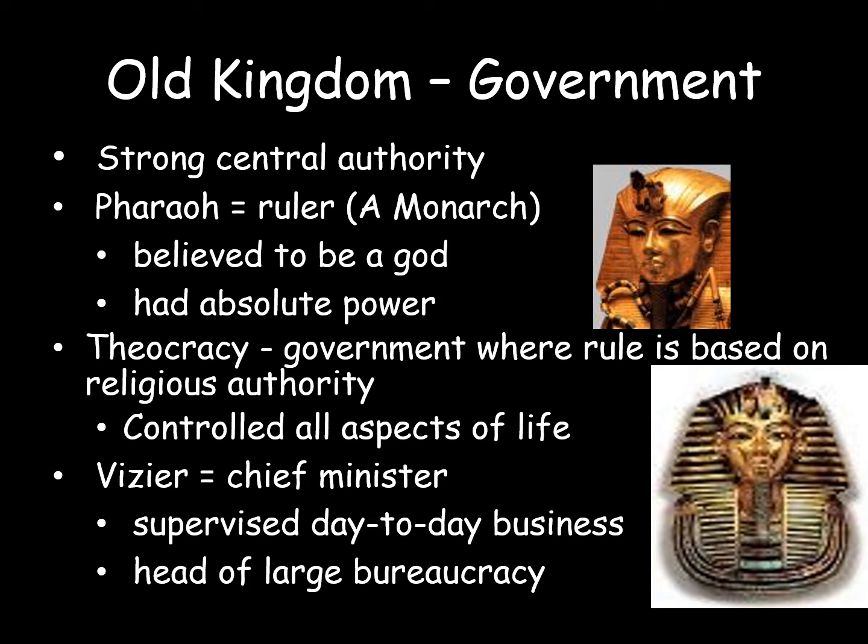He had a vizier, which is a chief minister, and he supervised the day-to-day business and was the head of a large bureaucracy. We'll talk more about bureaucracies as we go further in this class, but bureaucracy means we have a system of government workers. They're the ones who carry out all the business that needs to be done, and make sure everything is running smoothly.